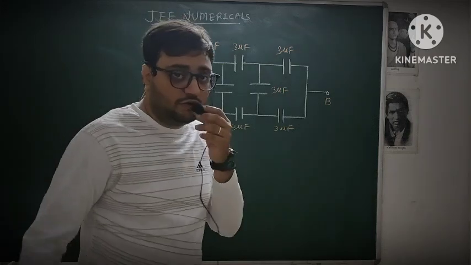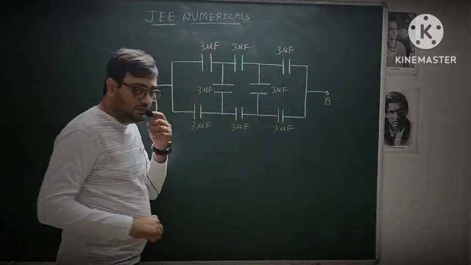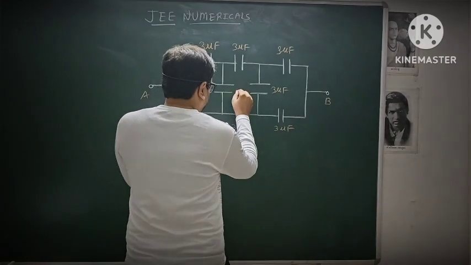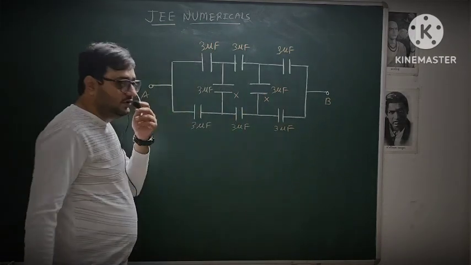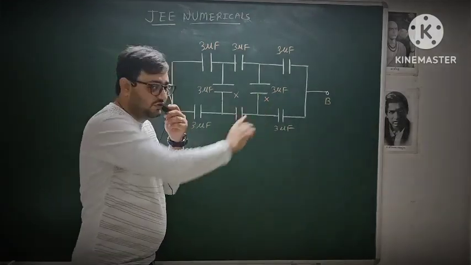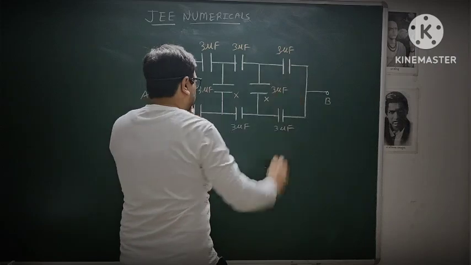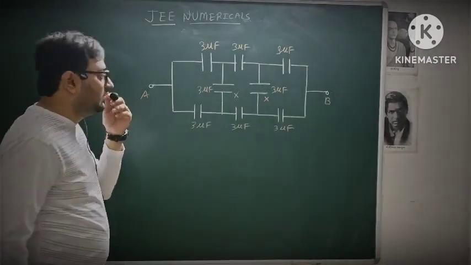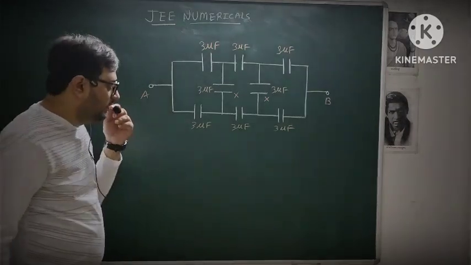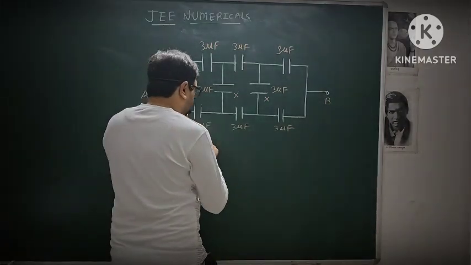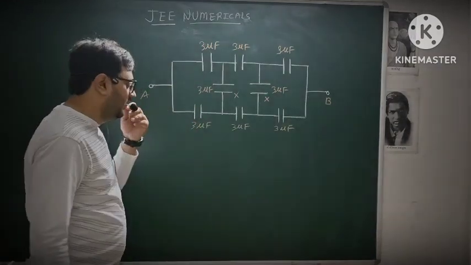Okay, students, next numerical. Now see these two capacitors, no current flows in these two capacitors. So we do not consider these two capacitors. Okay. Now see in above, there are 3 capacitors which are in series, because these two capacitors are shorted, and below there are also 3 capacitors which are in series.